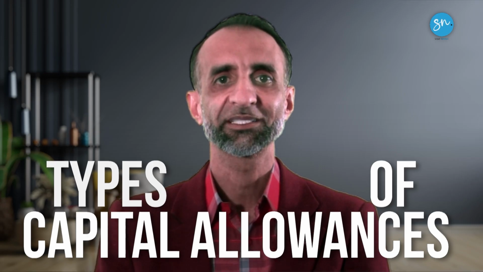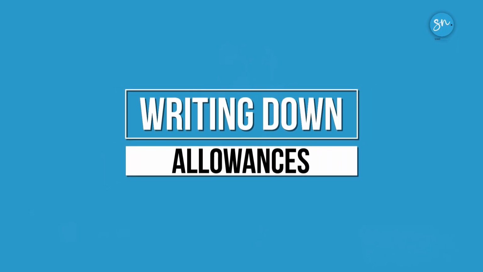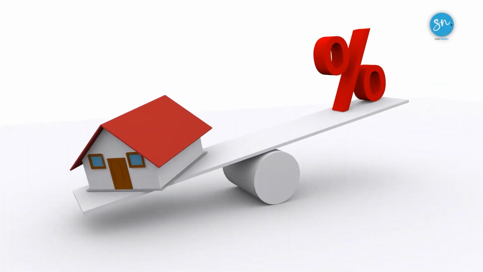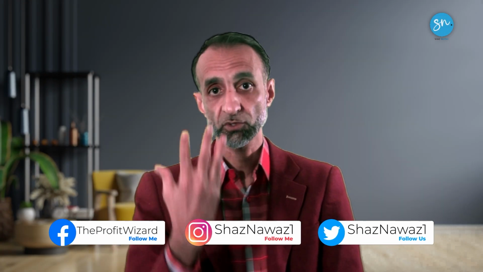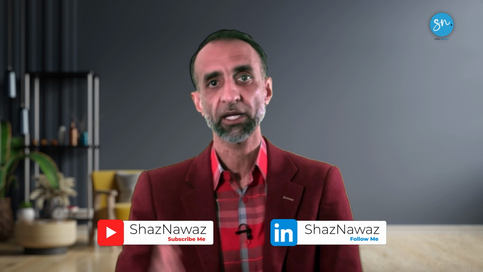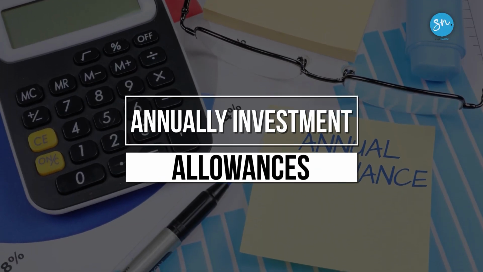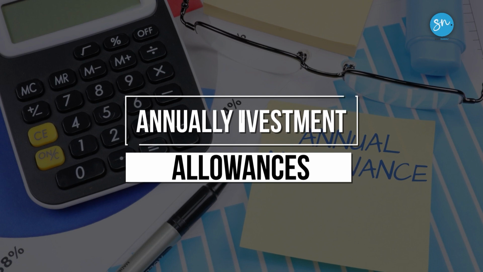Types of capital allowances. Writing down allowances. This allows a percentage of the value of an asset to be deducted from profits annually if you so choose. It's up to you how you do that, as long as you stay within the permitted range. Annual investment allowance. This allows a business to deduct the entire cost of an asset from their profit up to the specified AIA limit per year. At the moment it's £1 million, so it's quite significant.